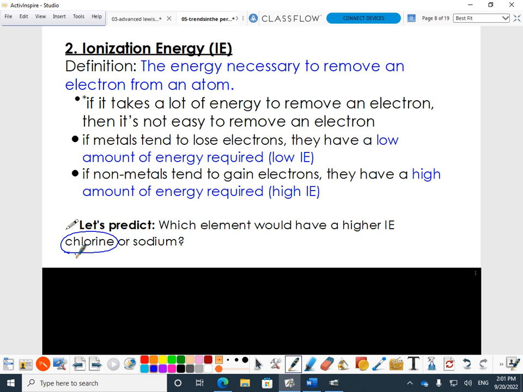And please remember too, let's say you're like, oh, I don't remember what sodium is. Sodium is an alkali metal. It tells you, okay? So your periodic table is your new best friend. Okay, so we predicted chlorine because it is a non-metal. We don't even think of it as losing electrons. So of course it's going to take too much energy.